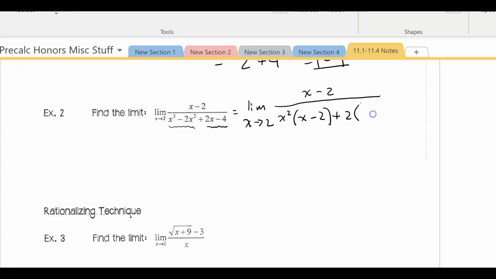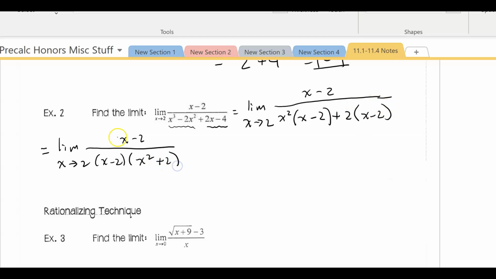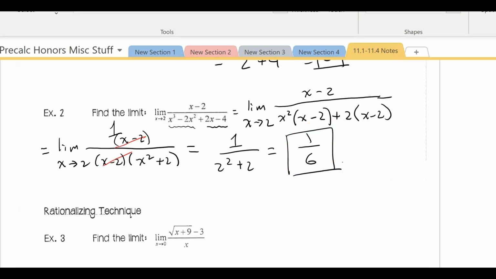So x minus 2. All right, and then we'll continue factoring. I have the limit as x approaches 2 of x minus 2 over, so each of these terms has an x minus 2 in it, so I'm going to factor that out, x minus 2. In this term I'm left with x squared, in this term I'm left with a plus 2. Again, these two are going to cancel each other out, so I'm left with a 1 in the numerator. Now I can direct substitute in, so I have 1 over 2 squared plus 2, which is 1 over 6. All right, so there's a couple of factoring examples.